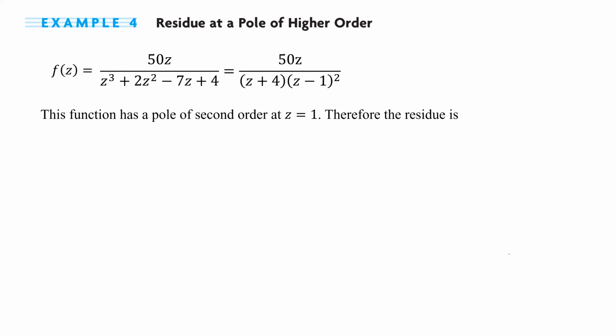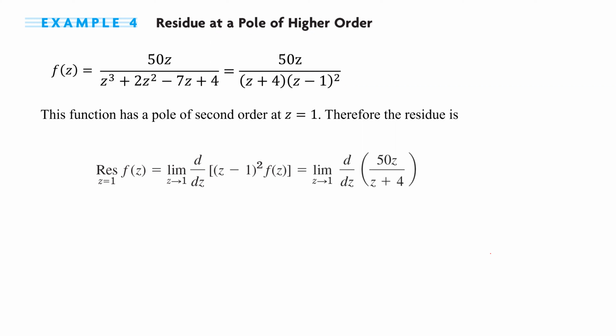So if you want to find the residue at z equal to 1, we can multiply by z minus 1 squared, and then take one derivative, and then evaluate at z equal to 1. All right, so if you do that, you get the derivative of 50z divided by z plus 4. See, z minus 1 squared cancels. You have the derivative of that at z equal to 1.